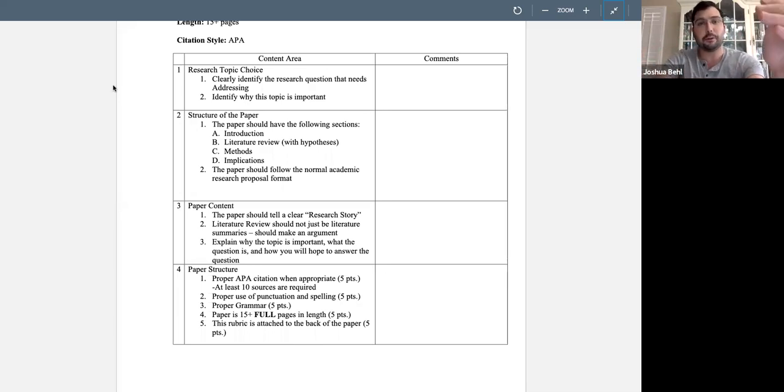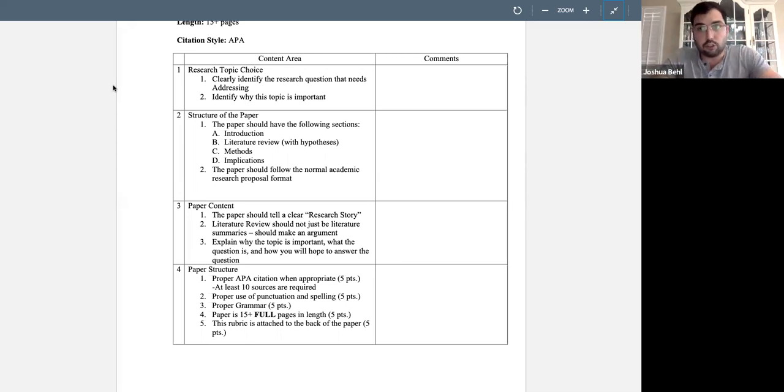So the structure of the paper should have the following sections. I'm on section 2 now in the content areas. There should be an introduction. There should be a literature review, and you should have clear hypotheses for whatever your research project is. There should be a methods section and an implications section. C and D, methods and implications, are the main places that people didn't include anything in their outlines, and they just kind of blew that off. But if you notice, that's half the paper, right?